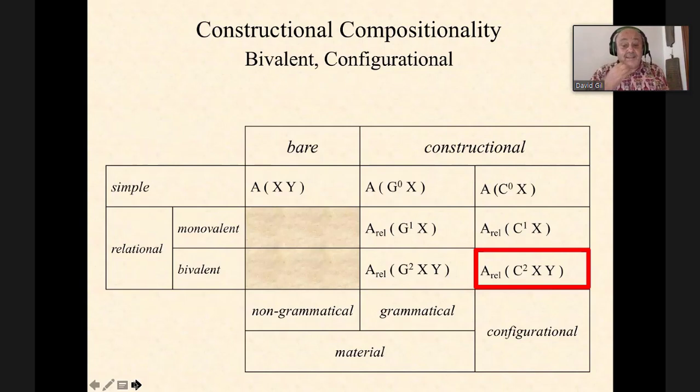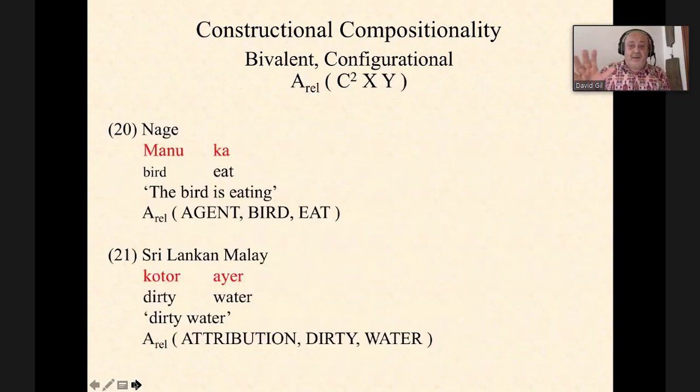Moving on to the final case, this is constructional bivalent compositionality. So here we're looking at a configuration that applies bivalently to the two elements of which it applies to. So here are two Austronesian languages. In Nage, manu ka means the bird is eating, ka manu means eating the bird. So the word order basically accounts for the thematic role assignment between the verb and its object. The object precedes its agent, the object follows its verb. It's the patient, very common post-linguistically.